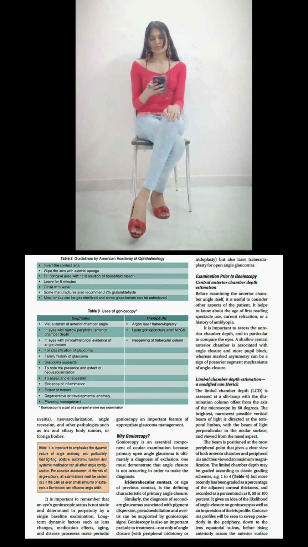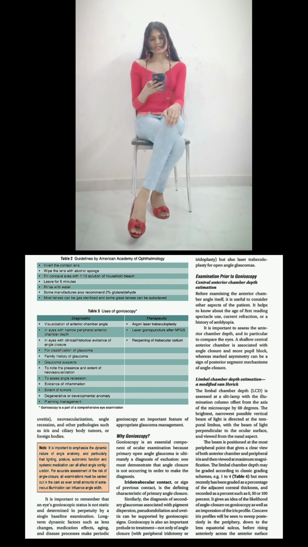Examination prior to gonioscopy: central anterior chamber depth examination. Before examining the anterior chamber angle itself, it is useful to consider other aspects of the patient. It helps to know about the age of first reading spectacle use, current refraction, or a history of amblyopia. It is important to assess the antechamber depth and, in particular, to compare the eyes. A shallow central antechamber is associated with angle closure and more pupil block, whereas marked asymmetry can be a sign of posterior segment mechanisms of angle closure.